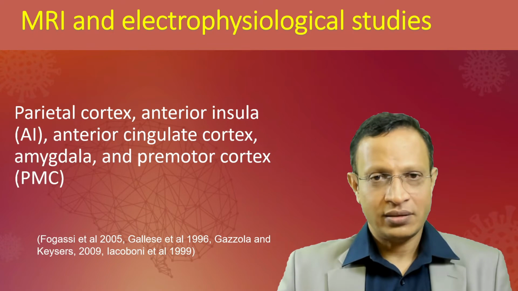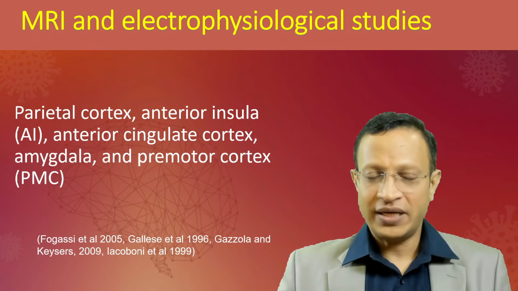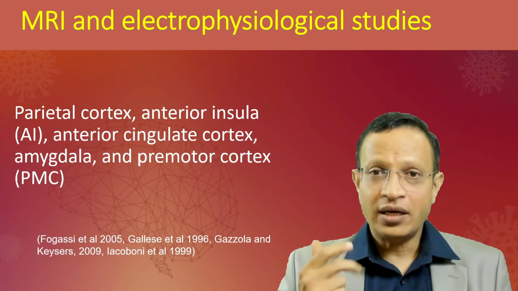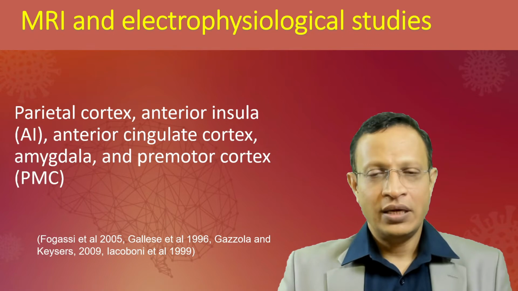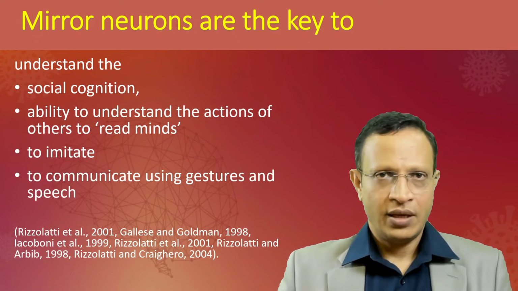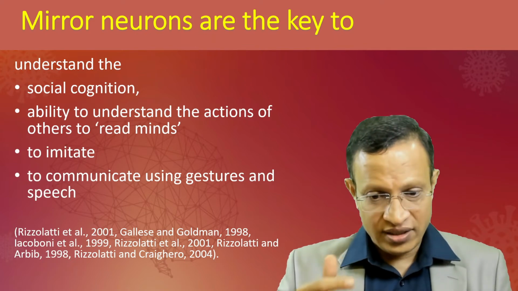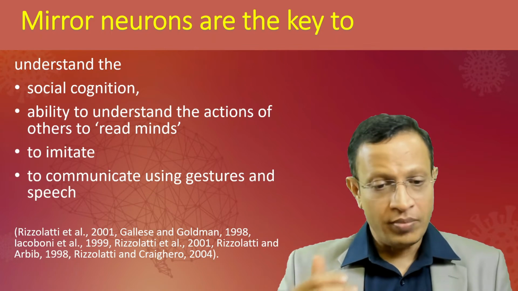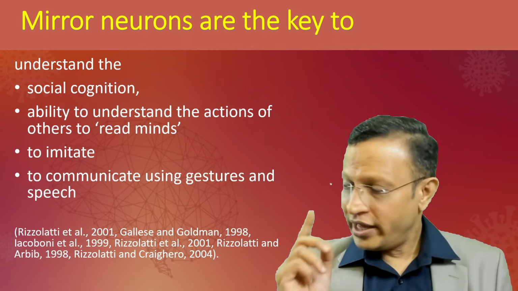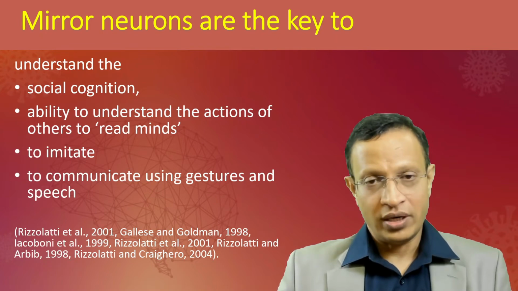If you look at the areas in human beings which have been identified by various MRI studies, PET studies, SPECT studies, and electrophysiological studies, it clearly indicated the parietal cortex, anterior insula, anterior cingulate cortex, amygdala, and premotor cortex. These have been found to be important as a mirror neuron system with regard to humans. So, mirror neurons are the key to understand social cognition, the ability to understand the actions of others and read their minds, to imitate, to communicate using gesture and speech. So, empathy has a neurobiological basis through the mirror neuron system.